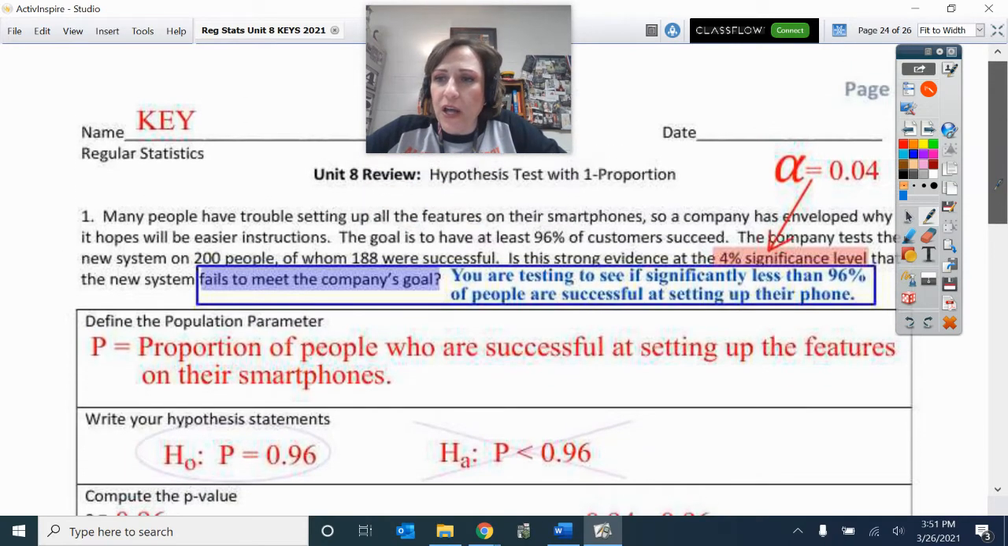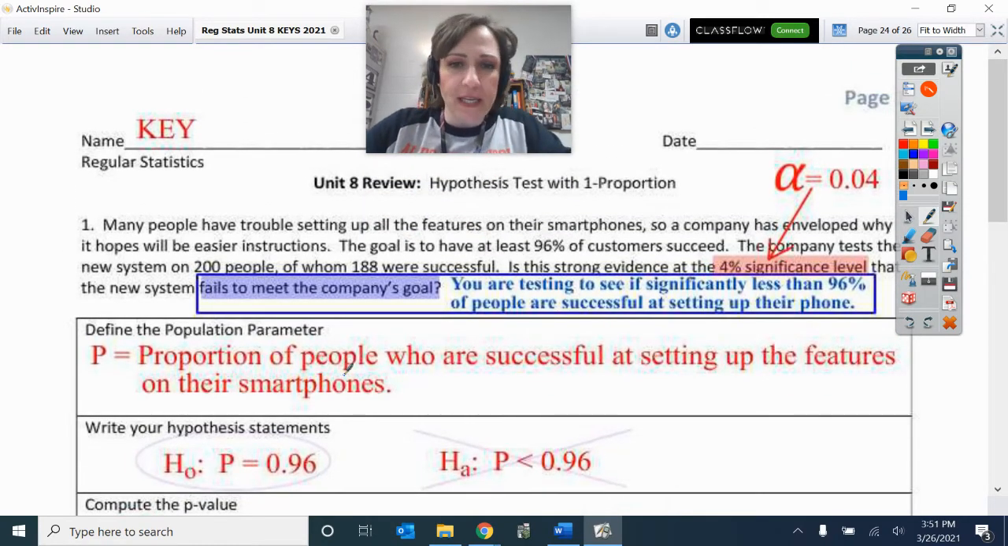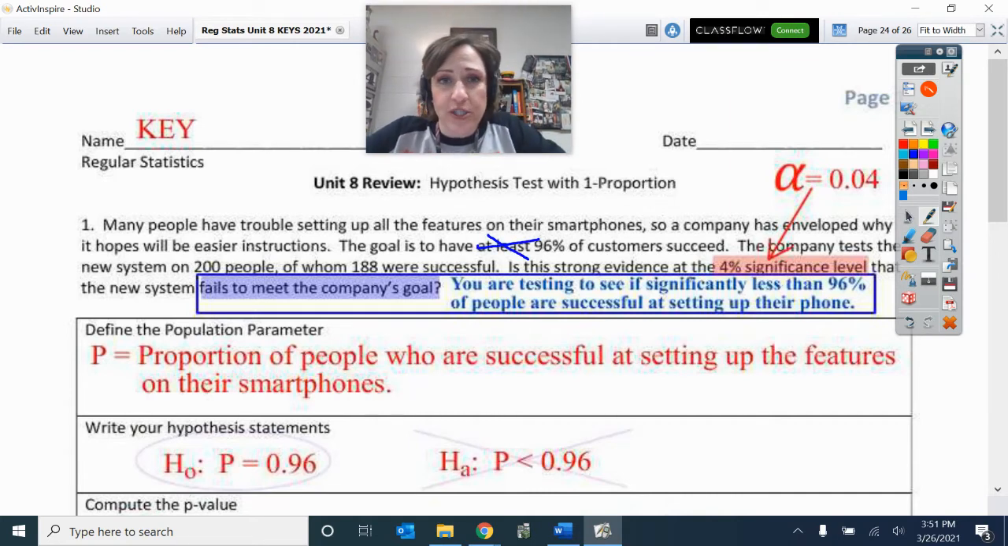I actually thought that this little piece right here, this having at least 96% of the customers succeed, was kind of a confusing question that was added. I was wondering, what are we really trying to figure out here? And that kind of played into the fact that p is the proportion of people who are successful at setting up the features on their smartphones.